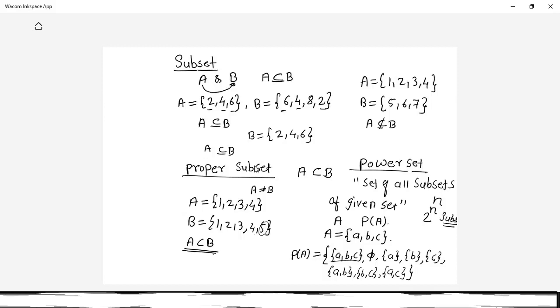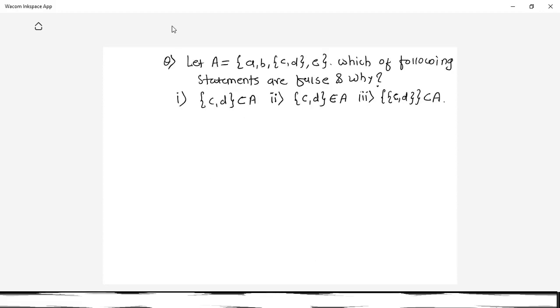If you see this example, set A contains 3 elements, so its power set should contain 2 power 3, that is 8 subsets. Now let us see one more typical example. Suppose I have set A with the elements A, B, then one set with elements C, D as one element, and E. Then I am asked which of the following statements are false and why.